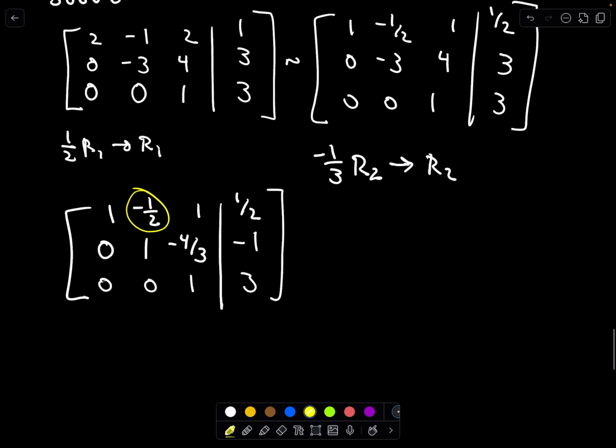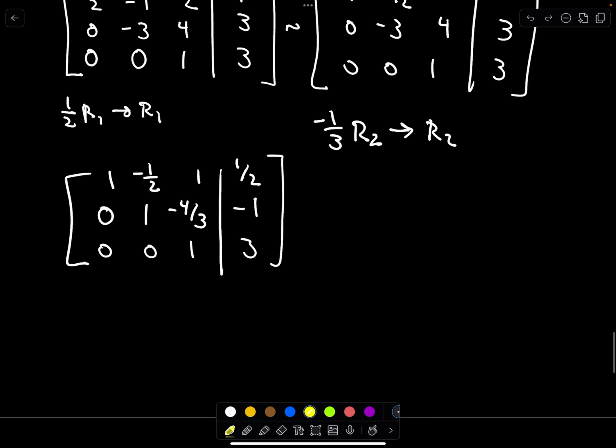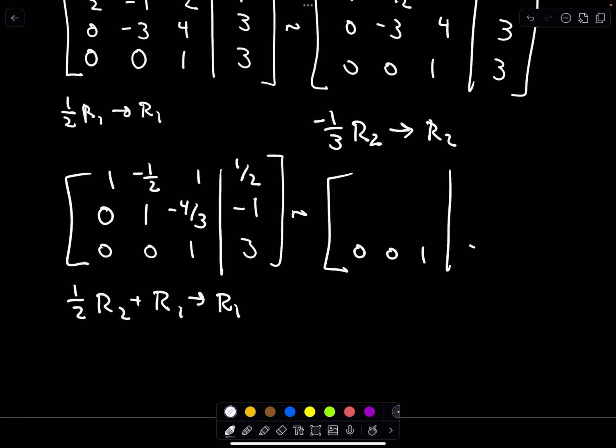Okay, so I didn't get rid of this negative 1/2 just yet. So let me do that. So I can take 1/2 of the second row and add to that the first row to get my new first row. And if we do that, I'm going to leave the bottom row alone. I'm going to go ahead and jot that one down. I'm leaving the second row alone, so let me jot that one down. You can check my arithmetic here when I did this.